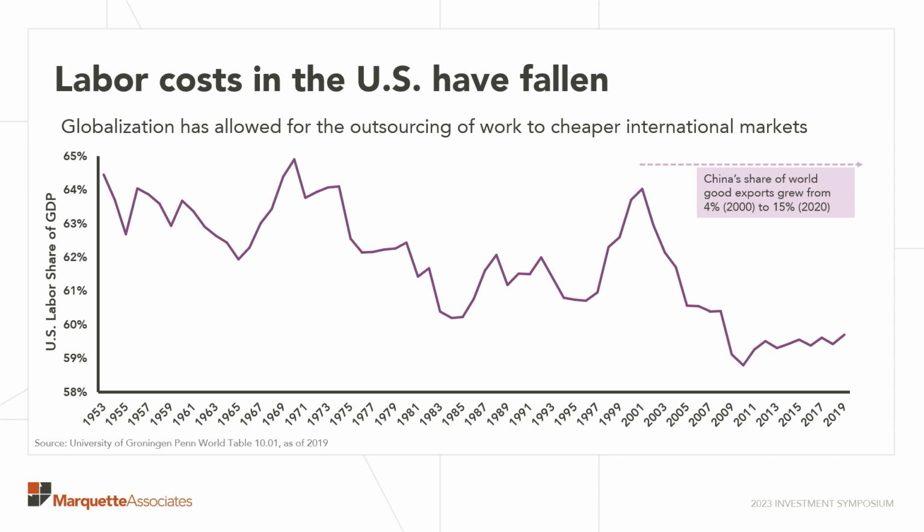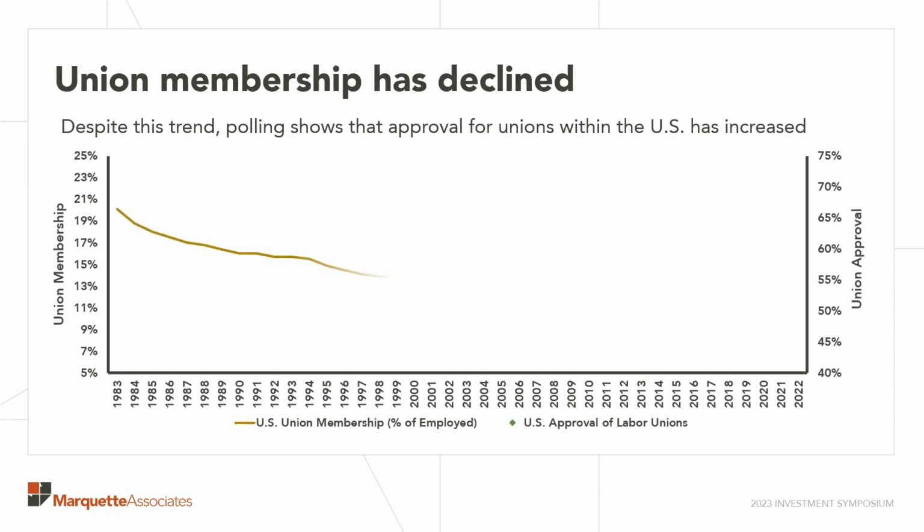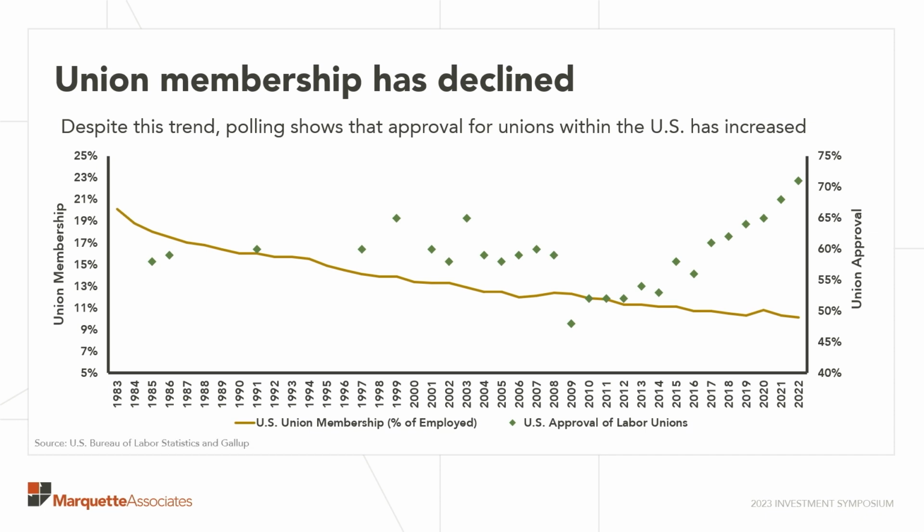Now, likely related to the manufacturing job losses in the United States, we've also seen union membership decline. If we go back to 1983, union membership as a percent of employed was 20%. In 2022, that number has been halved at 10%.